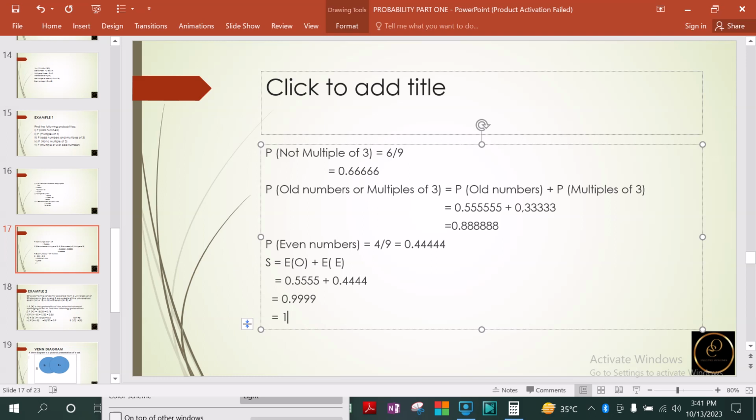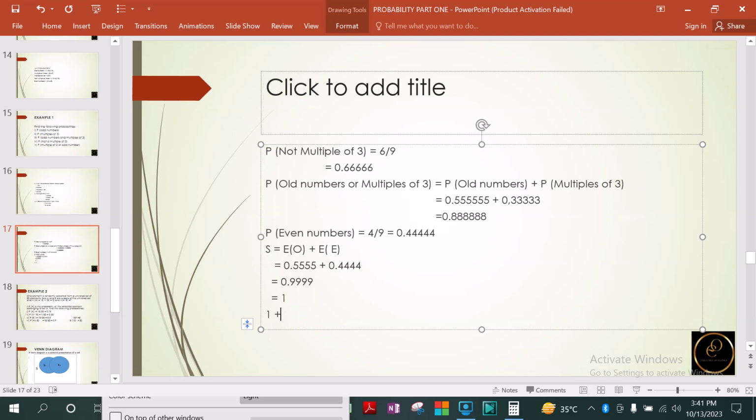Meaning the probability of the sample space is always equal to 1, such that if you want to find the probability of an even number, given that you know the probability of an odd number, you just say, okay, fine, since 1 is equal to the probability of odd number plus the probability of even number.